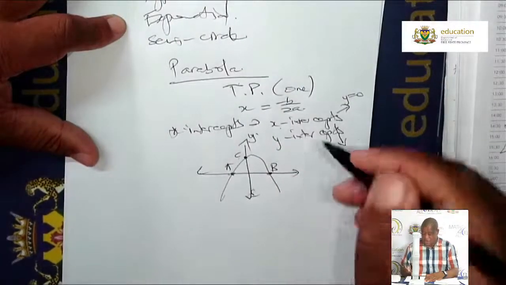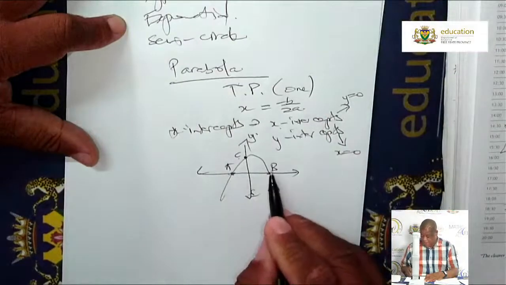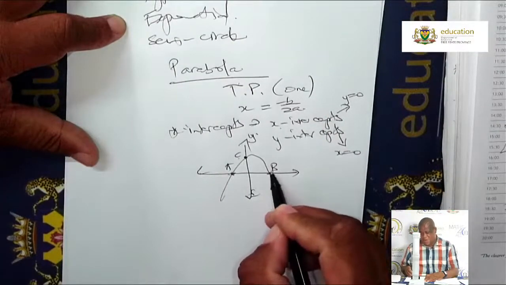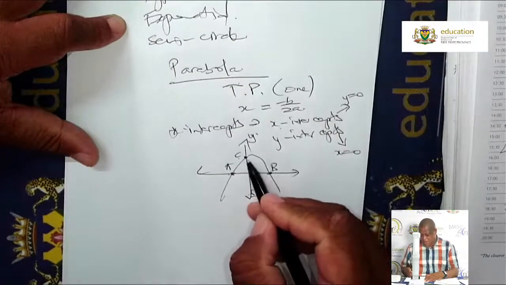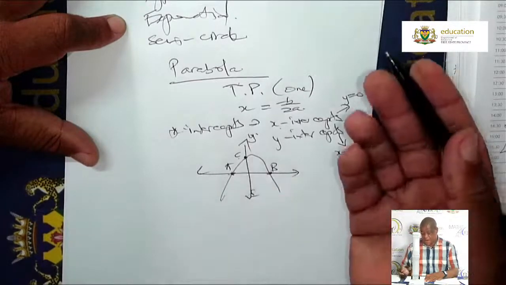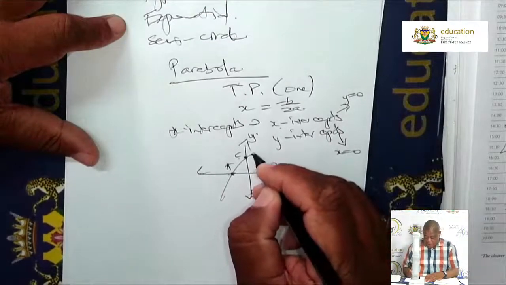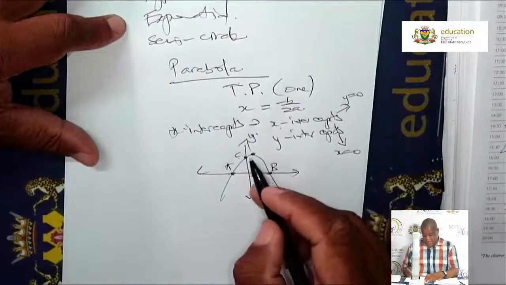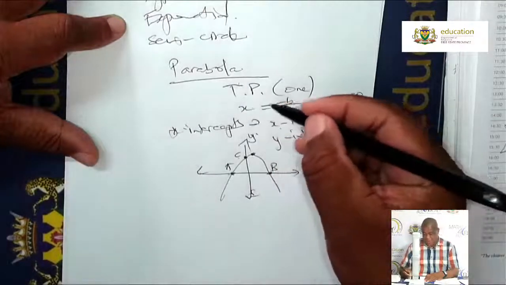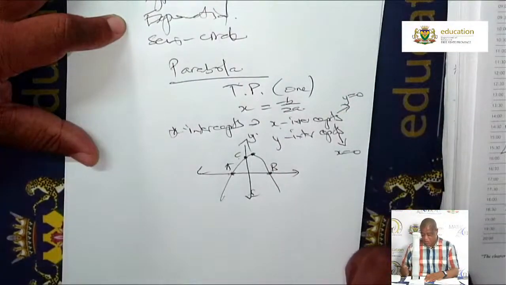Then you must know from a given equation, to find those of A and B, you just let your y be 0. And to find those of C, you just let your x be 0. And then you'll be able to get the coordinates of that point. Then, talking about your turning point, you can use the equation x equal to minus b over 2a, if you have that equation.